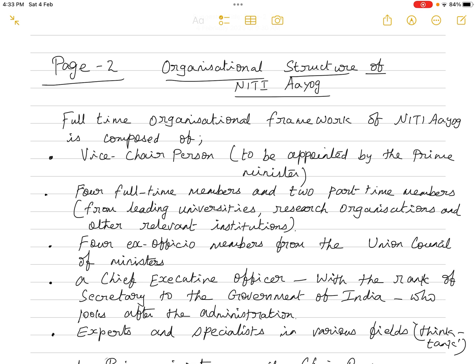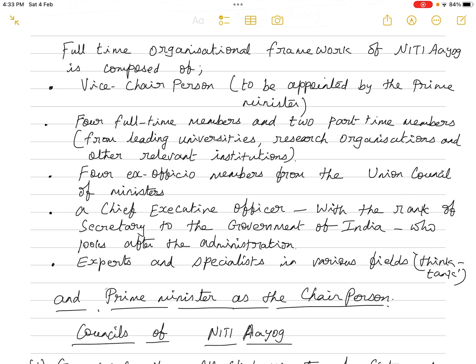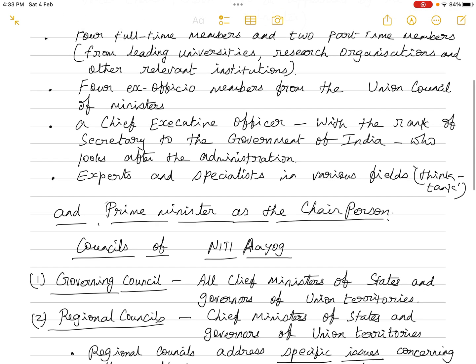Okay, and then 4 ex officio members from the Union Council of Ministers. Ex officio means that by virtue of being a minister, they automatically become a member of NITI Aayog. Then there is a chief executive officer with the rank of secretary to the Government of India, who looks after the administration. And apart from that, experts and specialists in various fields also contribute as part of the think tank of NITI Aayog. And the Prime Minister acts as the chairperson.